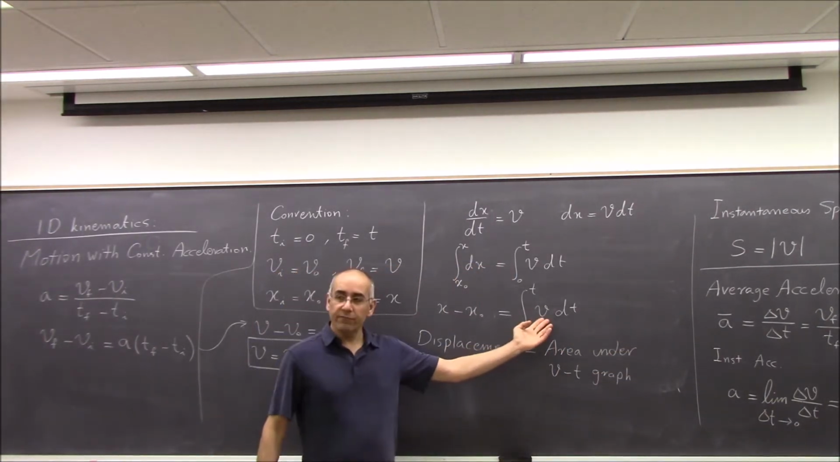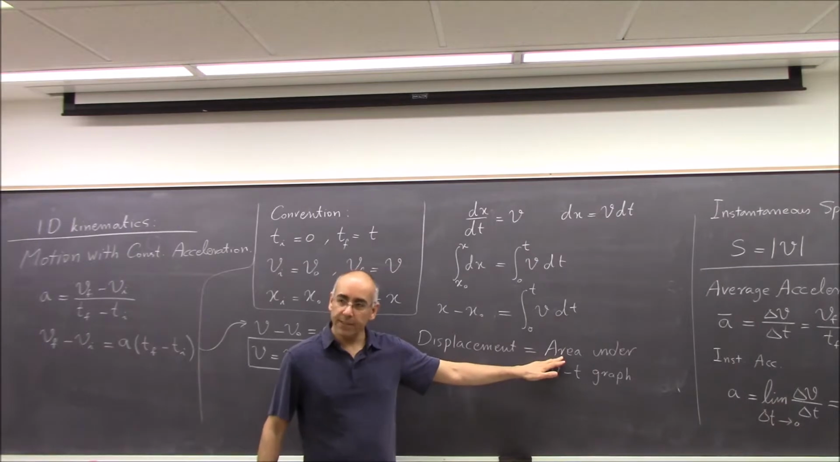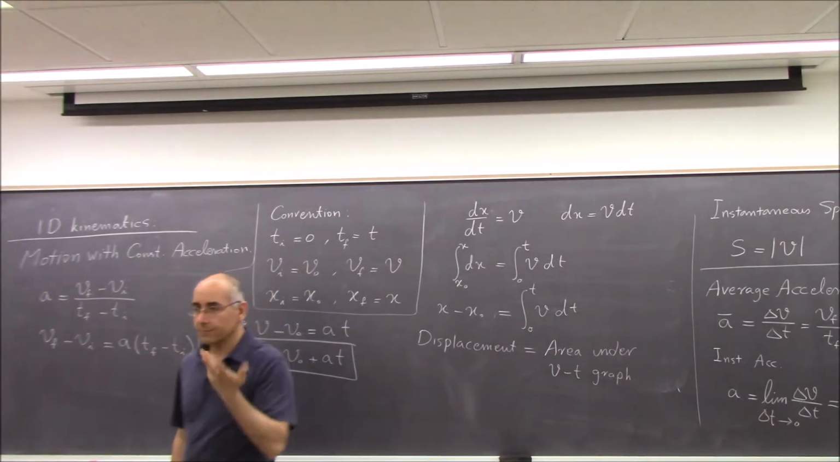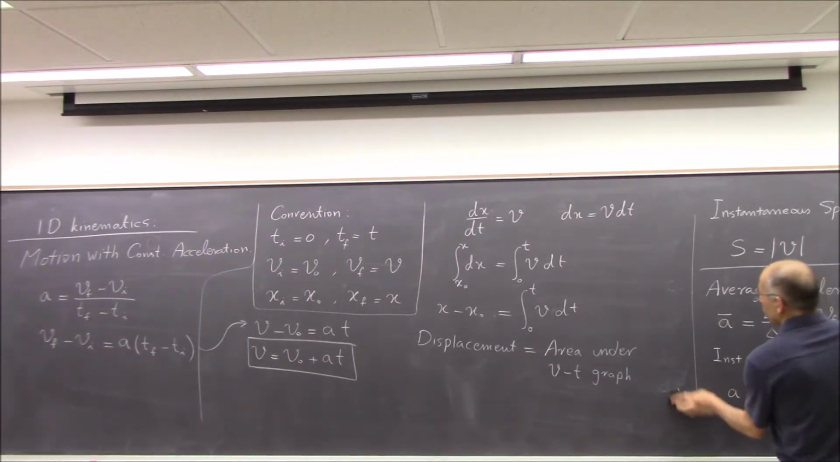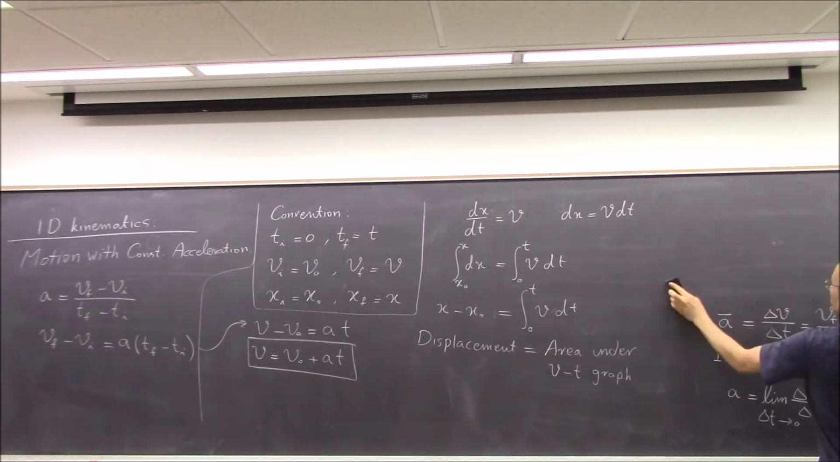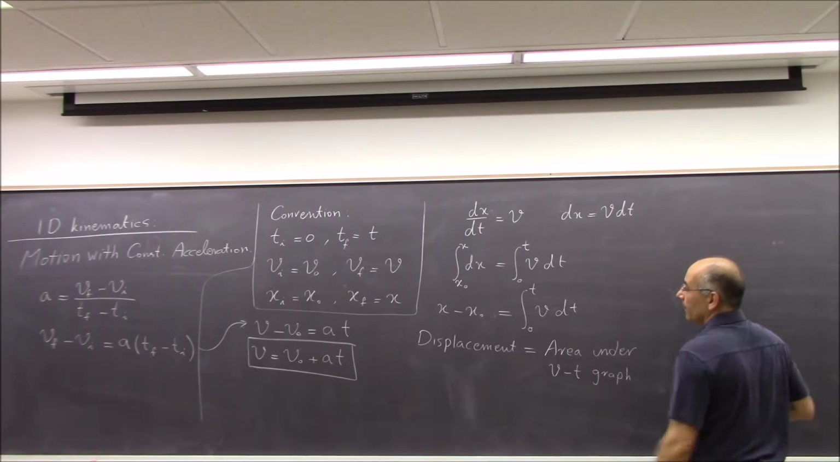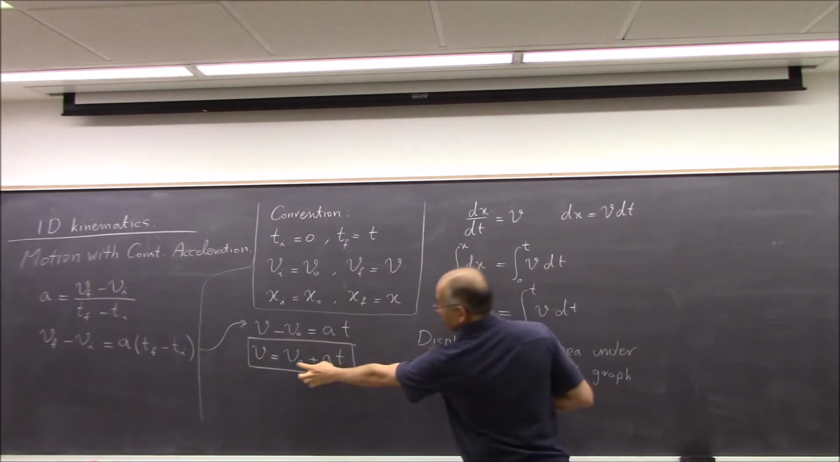Because sometimes if v becomes negative, it should be signed area, basically. But you know what we mean by integral. Now I want to go further and calculate actually this integral. The v is v naught plus at.